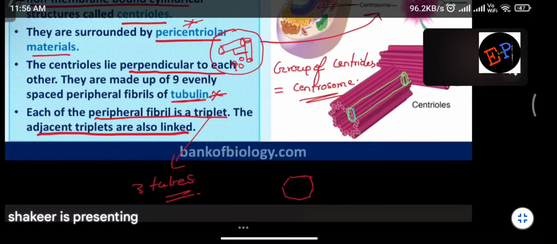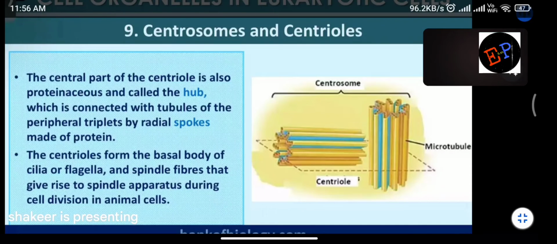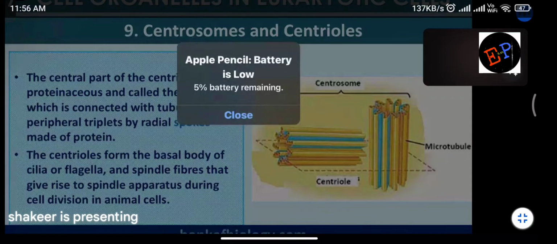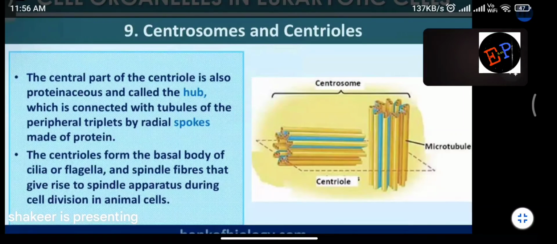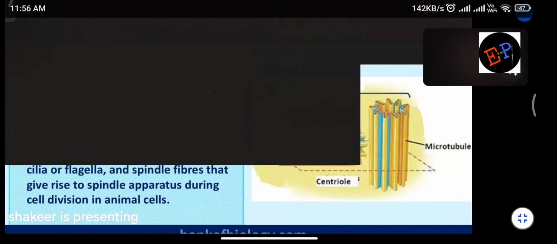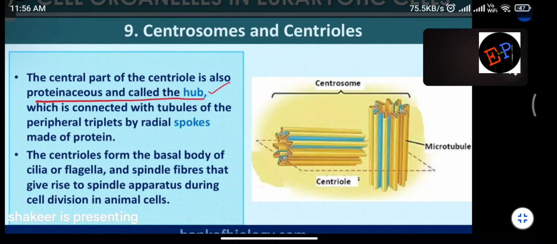That's it. So the central part of the centriole is also proteinaceous and is called the hub. It means inside the centriole, that tube-like structure, it is completely made up of proteins. అర్థమవుతుంది కదా? And that proteinaceous region is called the hub, which is connected with tubules of the peripheral triplets by radial spokes, which are made up of protein. Are you able to understand, ma?